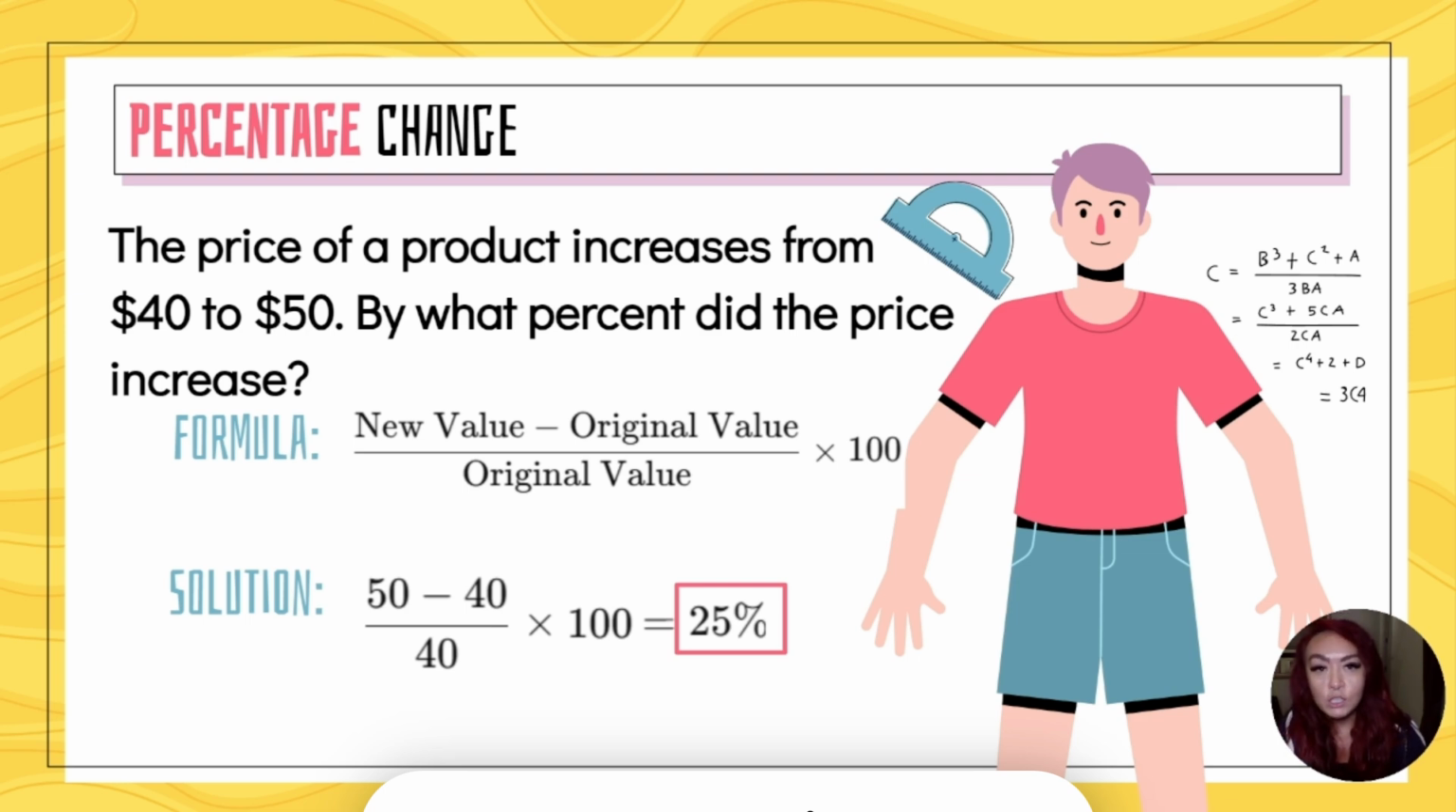All of these calculations, you can just put directly into your calculator all at once and get the answer. Because you're taking the SAT, it's a timed test. Don't worry about doing 50 minus 40, then dividing by 40, and then multiplying by 100. Just put it all in the calculator.